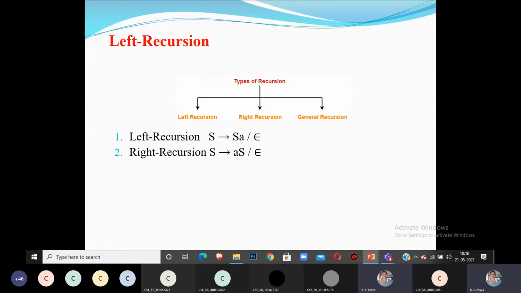Then what is right recursion? Right recursion: S derives A S. You can see S is after the input, in the right side of the arrow mark, not immediately after the arrow mark. It looks like right recursion. Let me go to general recursion. In general recursion, S can be anywhere in the production, in the middle of your production. Okay, these are the types of recursion.